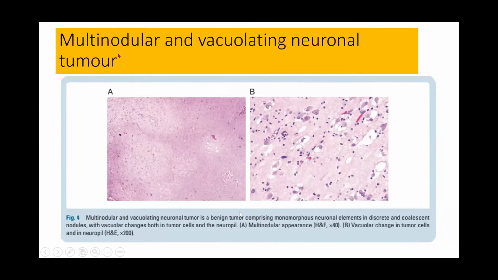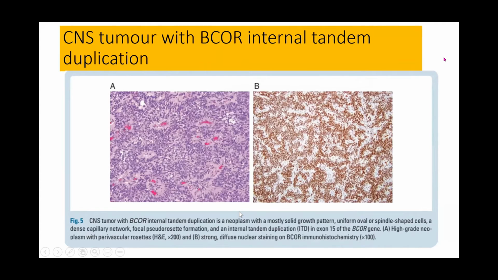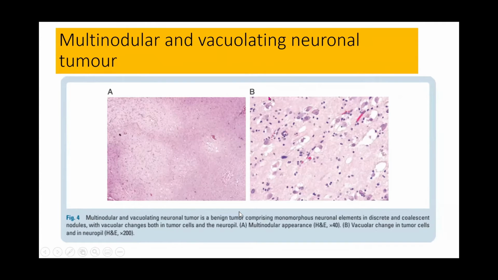Now, the entity of multinodular and vacuolating neuronal tumor was described as a pattern in the last classification, but it has been given its own type in this new classification. The reason is that this is a very low grade tumor. The problem in the earlier classification was that it was misdiagnosed as oligodendroglioma because it shows a lot of vacuolation in its neuropil and also around the nuclei. It might show a little bit of atypia, but it is low grade, so it needs to be classified as such.